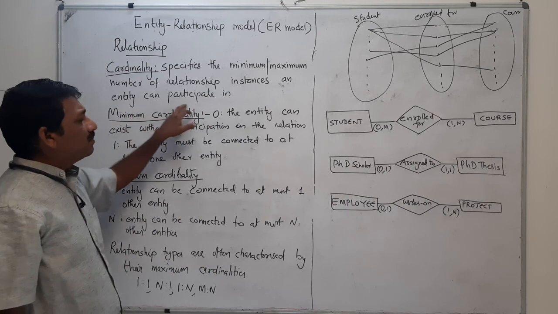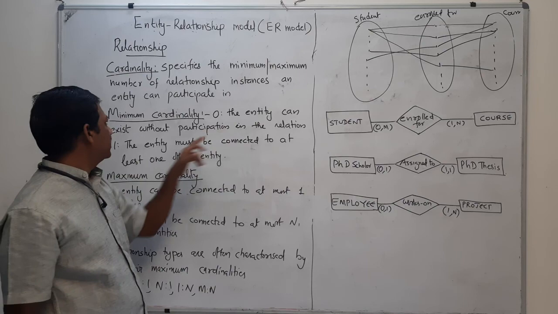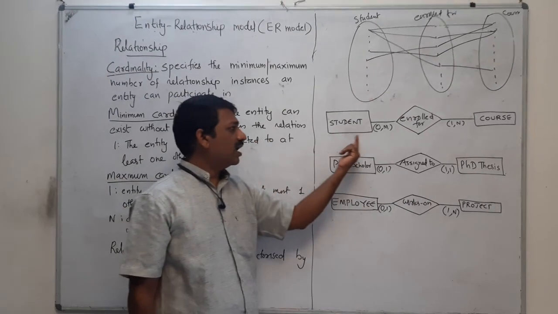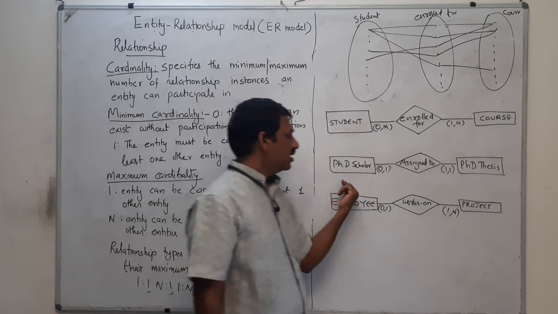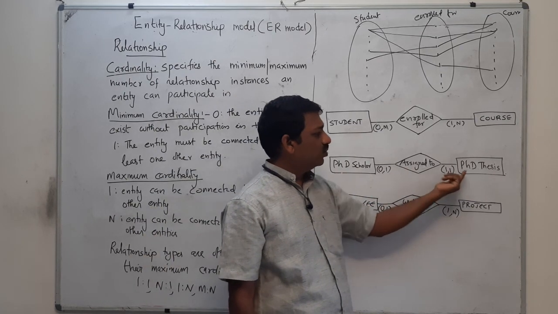An entity can participate in. Here minimum cardinality 0 means the entity can exist without participation in the relation. That is why here I have given 0. For example, here also, a PhD scholar is assigned to a PhD thesis.